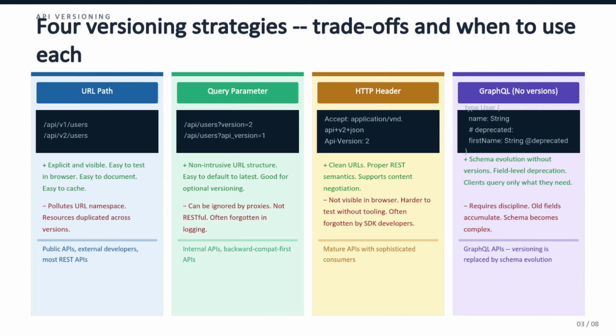Honestly, this approach is very elegant, but it requires discipline and good monitoring. Otherwise, you can accidentally break clients without realizing it. So, yeah, these are the four major versioning strategies. And in real engineering, the best choice depends on your clients, your scale, your tooling, and honestly, your team maturity too.